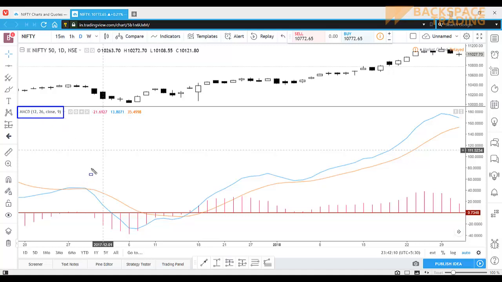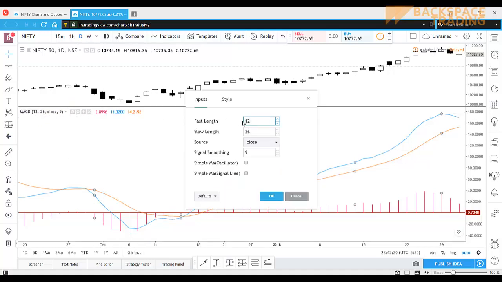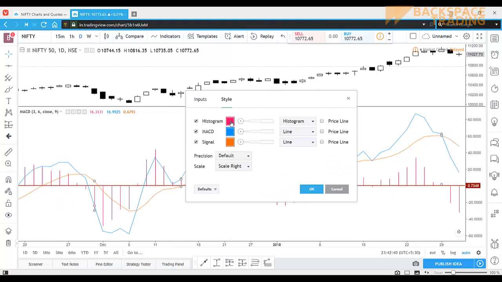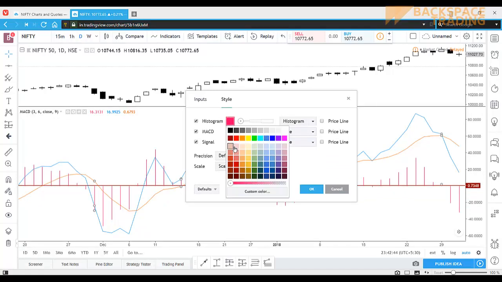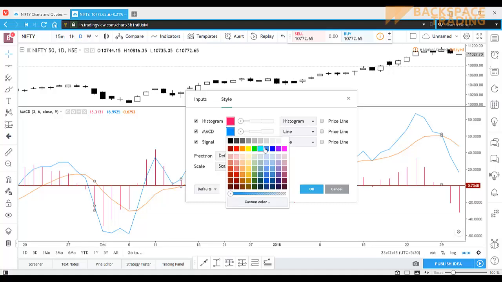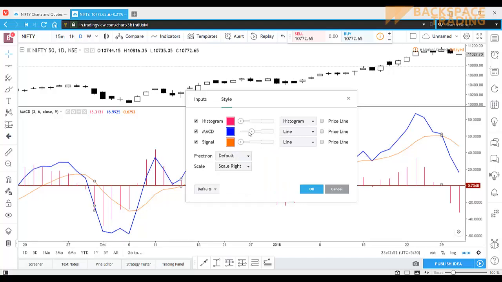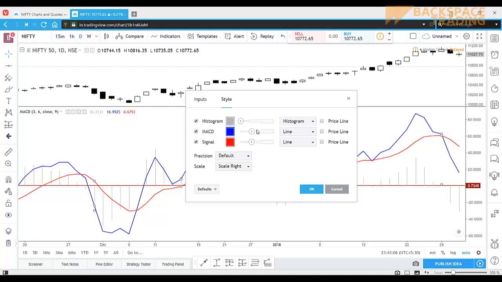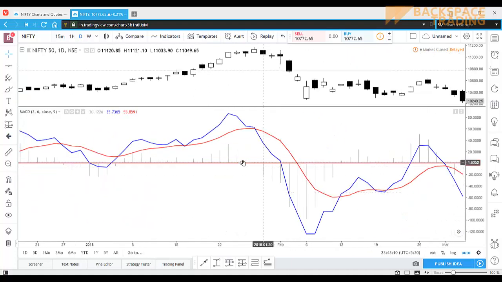We need MACD 3 and 6, right? So let me change the values by picking the gear icon. The fast length would be 3, the slow length would be 6, and the signal smoothing is 9. I'm going to change the style. Let me make the blue a bit darker, the signal line a bit darker red, and the rest a bit light so that we don't worry about it so much. This is fair enough, I guess, right?